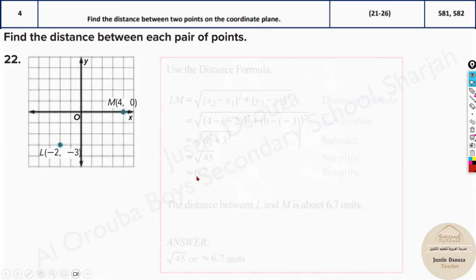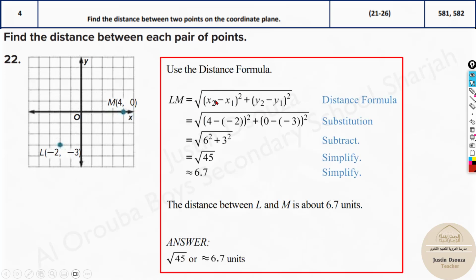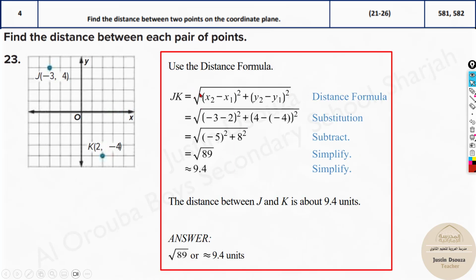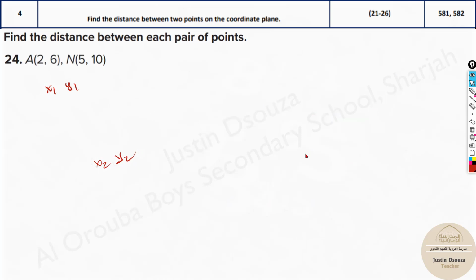Similarly, please do the other problems by yourselves. Just the formula is something you need to remember. The formula is square root x2 minus x1 the whole square plus y2 minus y1 the whole square. Remember, if you consider this as x1, the next term must be y1 as well. You can choose anyone as x1. Now, if I take this x1, this has to be y1. Then the other one will be x2, y2. And that's how we can solve them up.